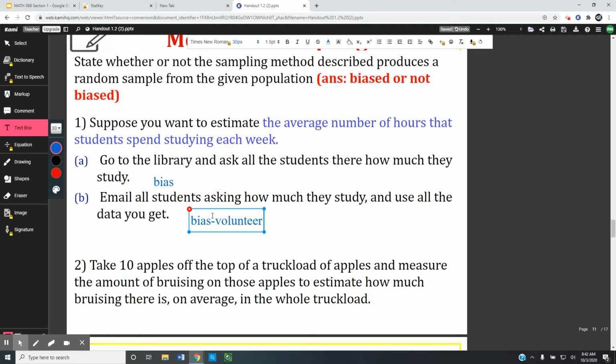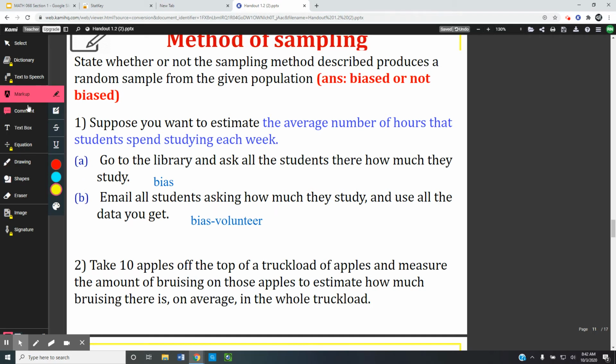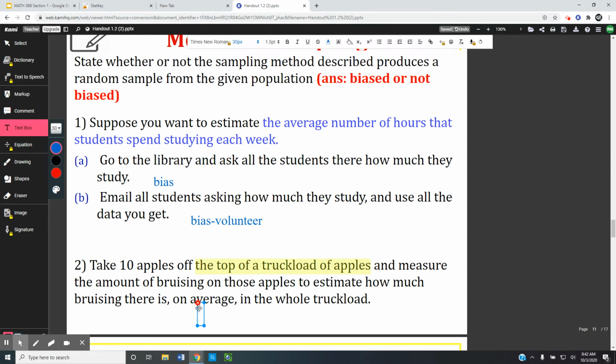Take 10 apples off the top of a truckload of apples and measure the amount of bruising on those apples to estimate how much bruising there is on average in the whole truck. Well, you focused on the top part of this, and because it was the top part, you didn't get the bottom of the truckload of apples. So therefore, you biased the situation, and again, we would have a bias because of a bad sample.